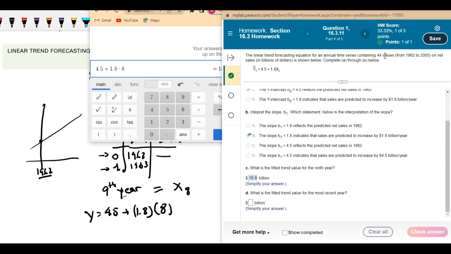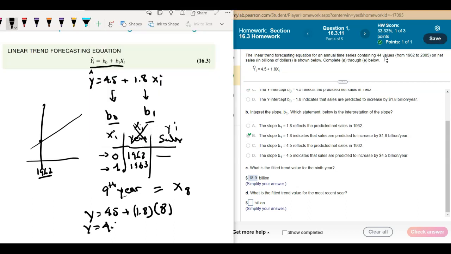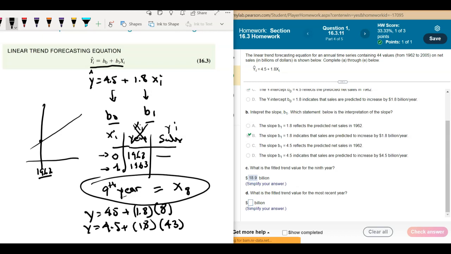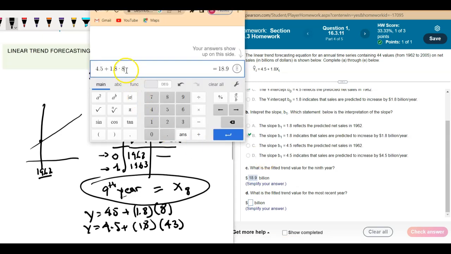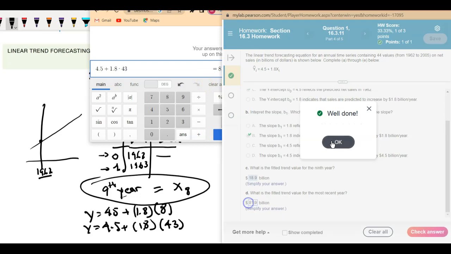Again, we're going to subtract 1 from 44. So y equals 4.5 plus 1.8 times, instead of 44, we're going to do 43, for the same reason as before. So we go back to the calculator and plug it in. Here I'm going to change only 8 to 43, and that's going to be 81.9.